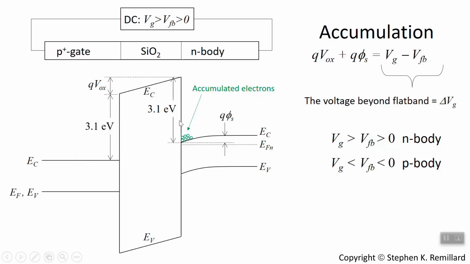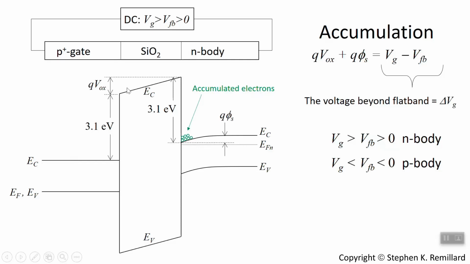We can define a few potentials here. We have then the oxide voltage, the voltage drop across the silicon dioxide, so V sub OX. And then there's phi sub S, which is the surface potential. It's the potential that's created by the band bending. It's the amount of band bending that happens. Q times phi sub S is the amount of band bending. And if you add those two together, that's the added voltage beyond flat band.